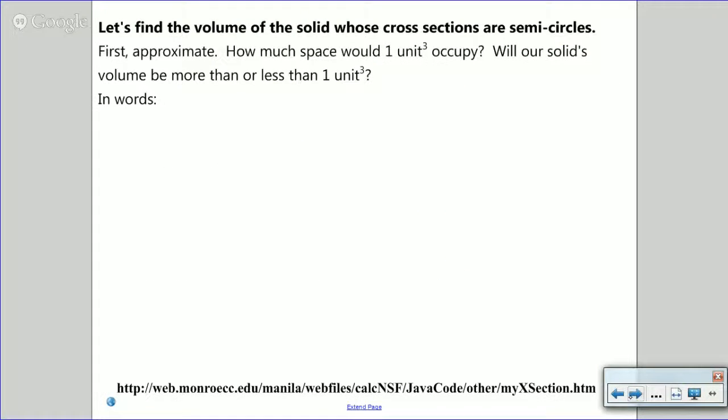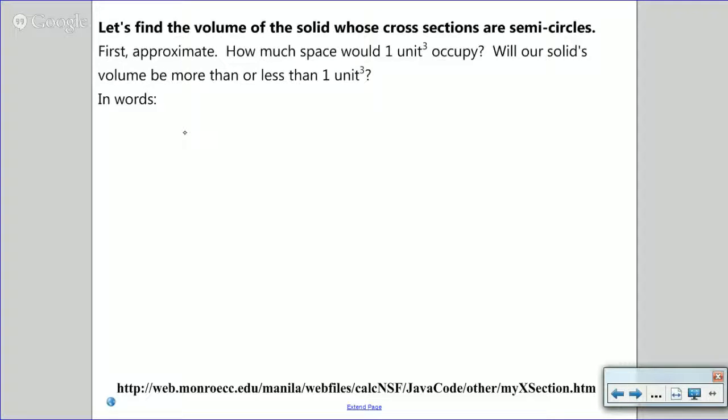Okay, so let's go ahead and find the volume of that solid whose cross sections are semicircles. Okay, and if you could look at it, you can think about how much space 1 cubic unit would occupy. And if you can picture a cubic unit on there, maybe you can see that ours would fit inside that cubic unit. So my answer should be less than 1. It should certainly be positive, but less than 1. So between 0 and 1. Okay.